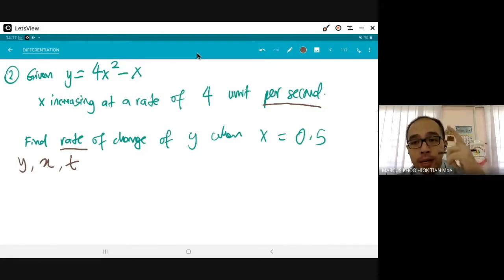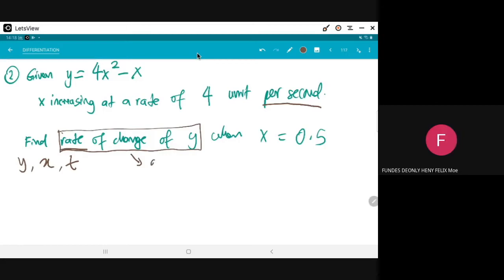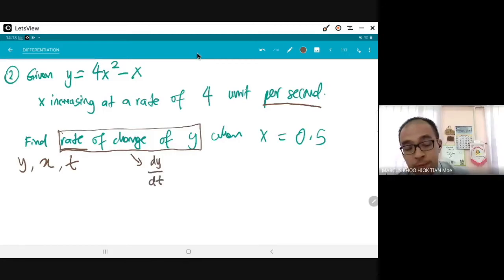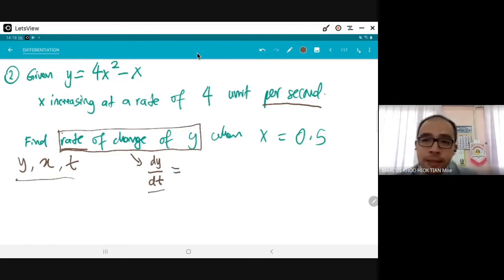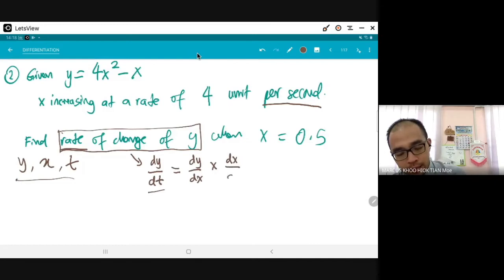What is it that you want to find? You want to find the rate of change of y. Translate this into mathematics, please. Rate of change of y is? dy/dt. Very good. Now, you have the 3 letters, you have what you want. Form the chain rule first: dy/dt equals dy/dx times dx/dt.